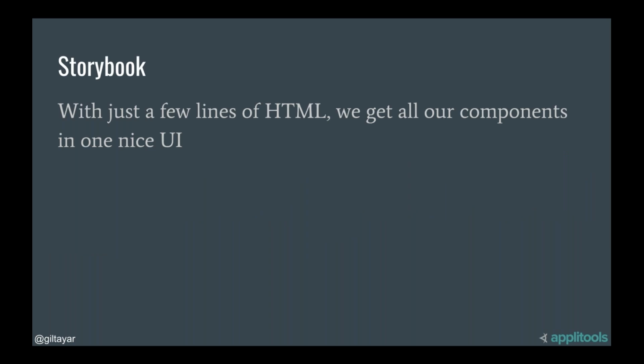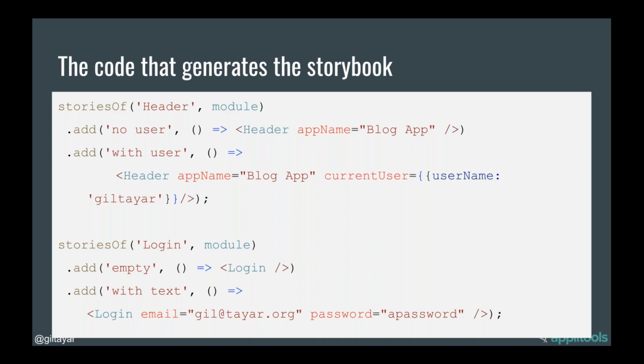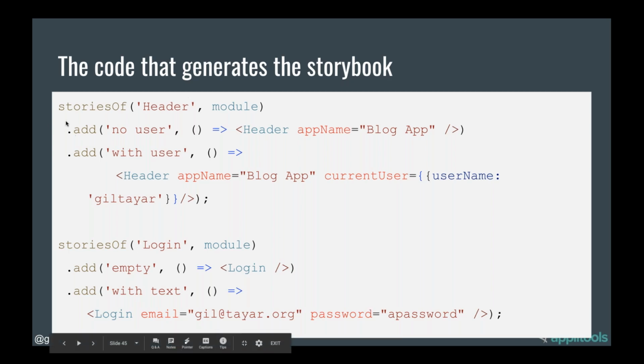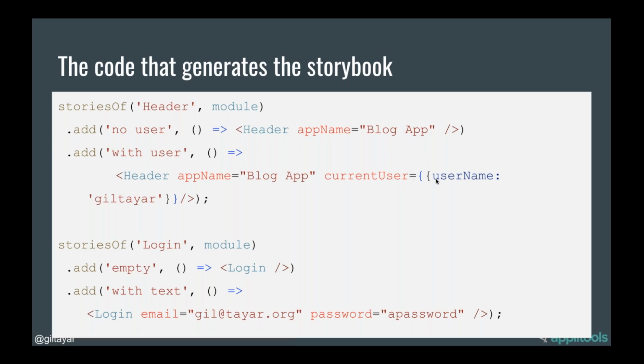And the idea is that with just a few lines of HTML and JavaScript, we get all our components in a nice UI where I can navigate and see all the components in all the states. And the code, the JavaScript code that generates it looks like this. And this is for React, but for Angular, it's pretty similar. So I say the stories of header. There are two stories, it's called. It's categories, basically. One with a header with no user. That's this one. And the header with a user, and as you can see, it accepts a user.